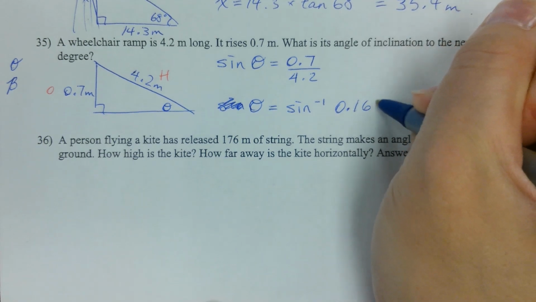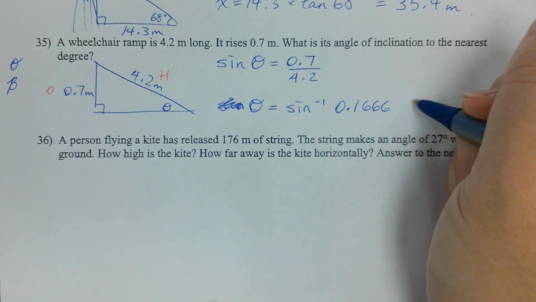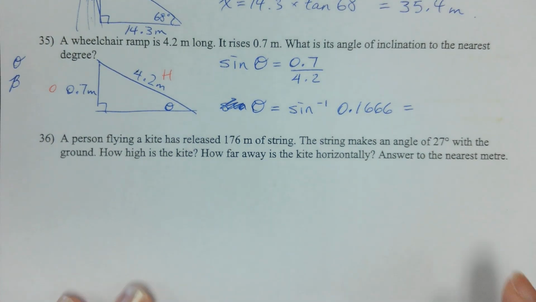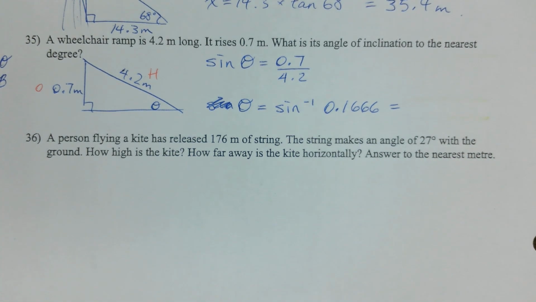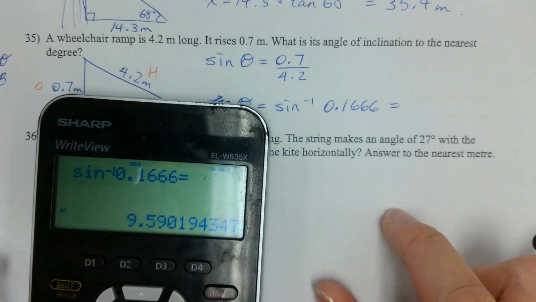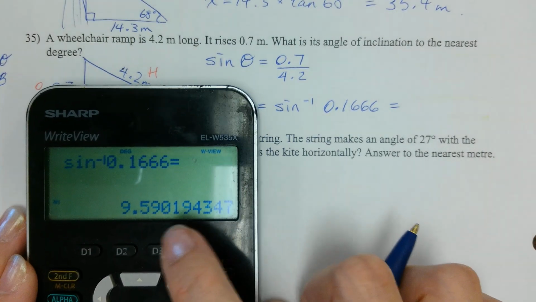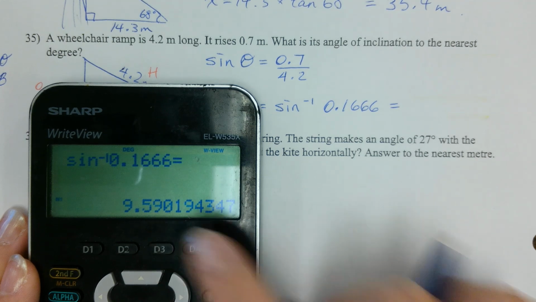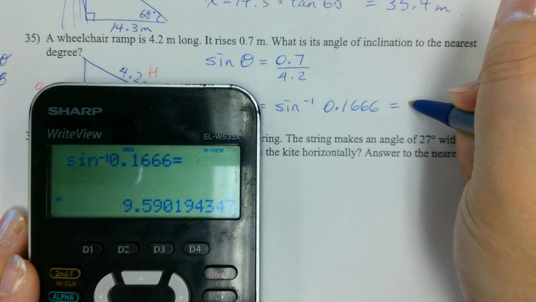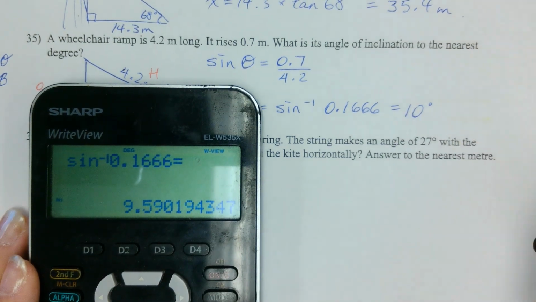So 0.1666. Okay. So when you divide it and then do the inverse, you get 9.59. It says to round to the nearest degree. So in this case, it will round to 10 degrees.